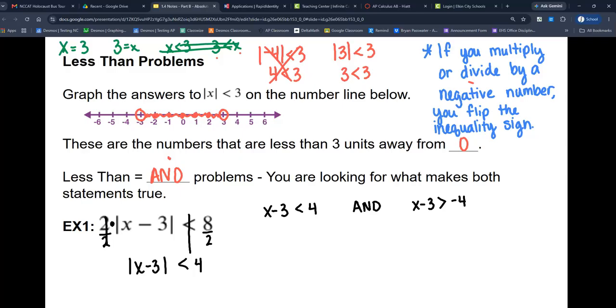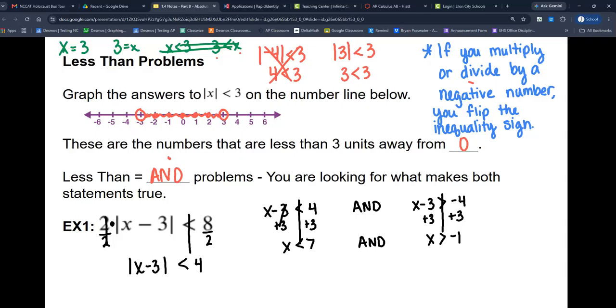Okay, and then you just solve them. So Yasmin, what am I going to do on that first one to solve it? Very good. And x is going to be less than 7. We'll keep my and right here. And then, Nathan, how do I solve the other one? Also add 3, which is going to give me x is greater than -1.